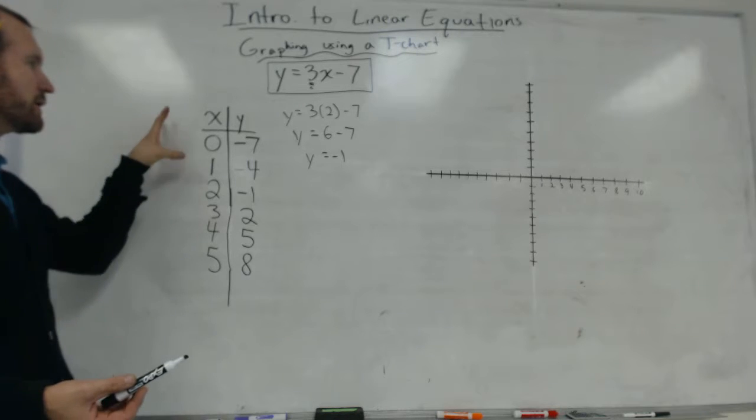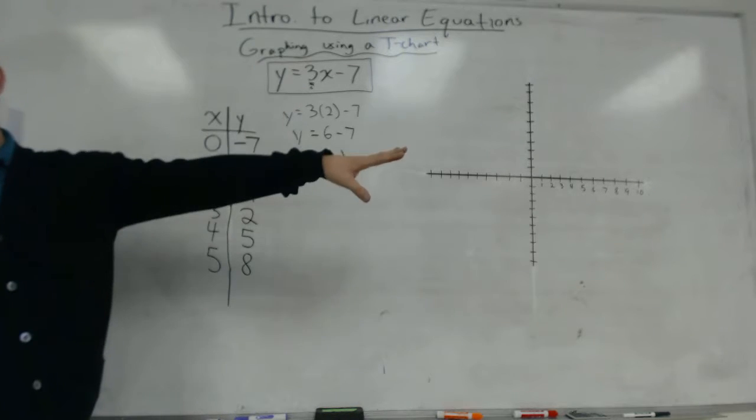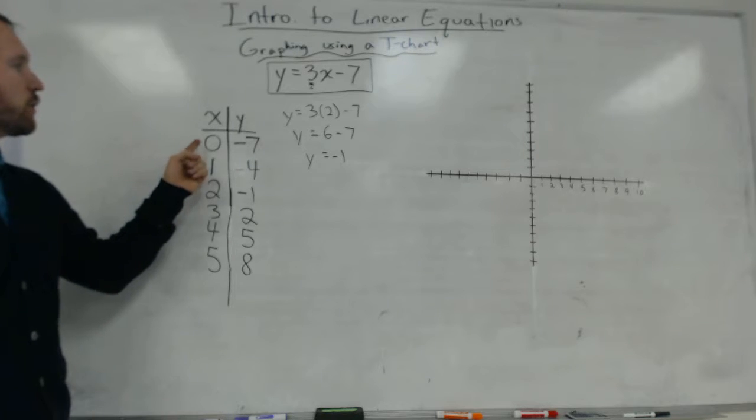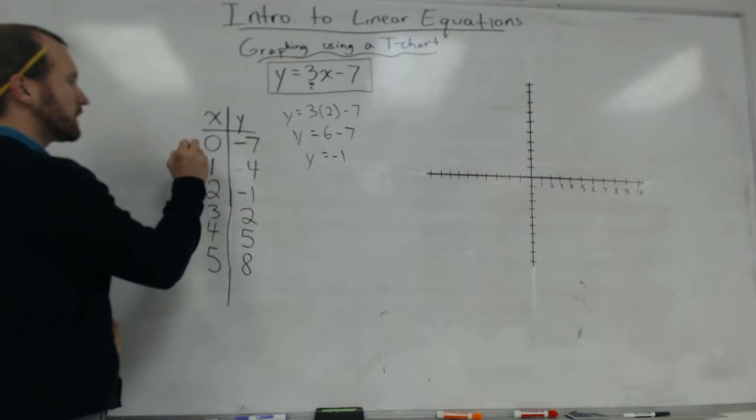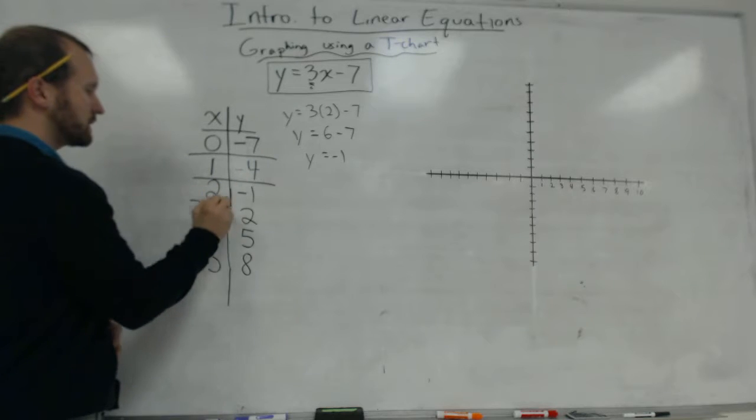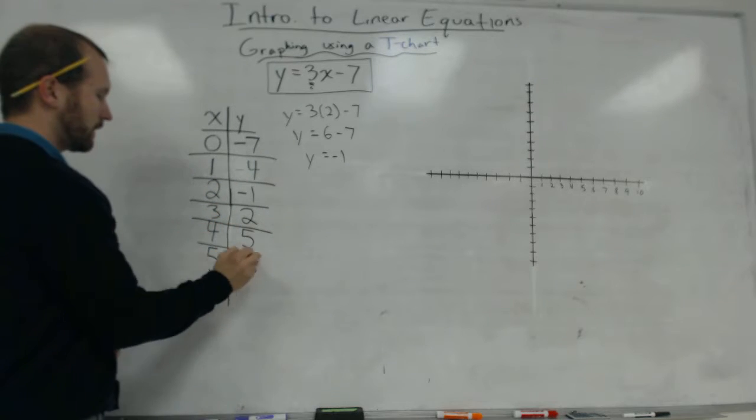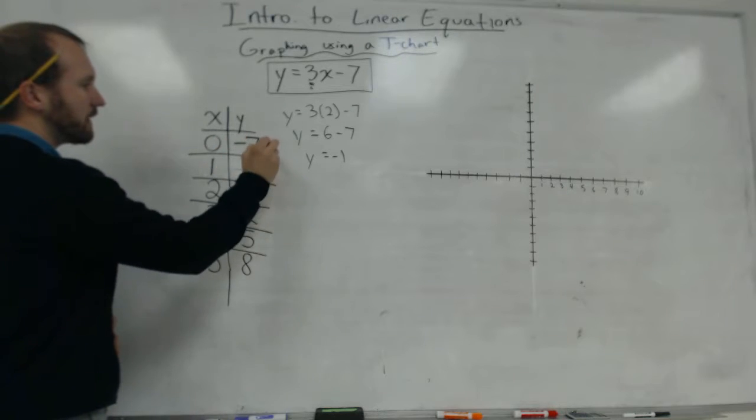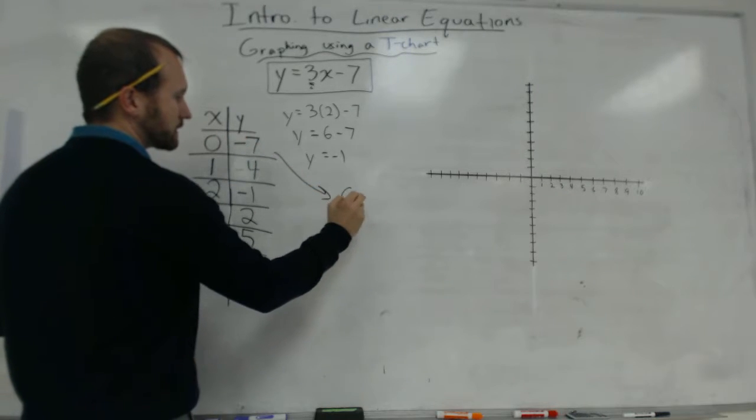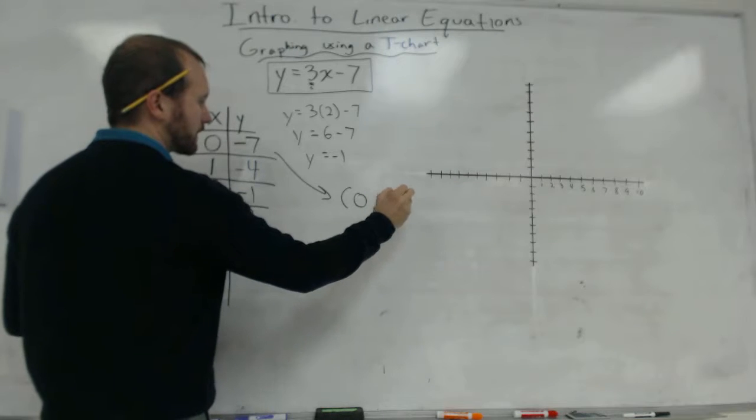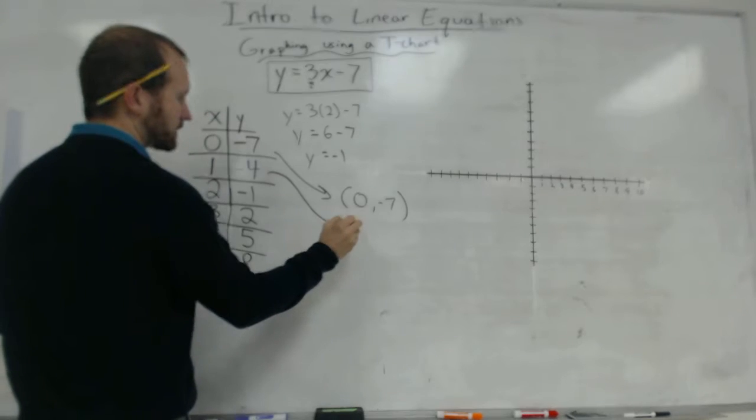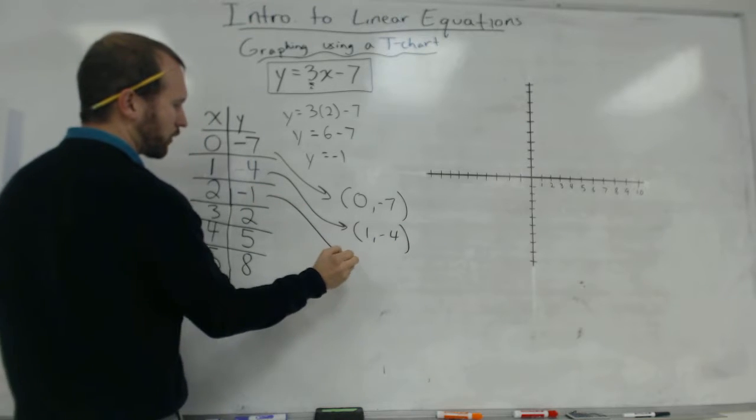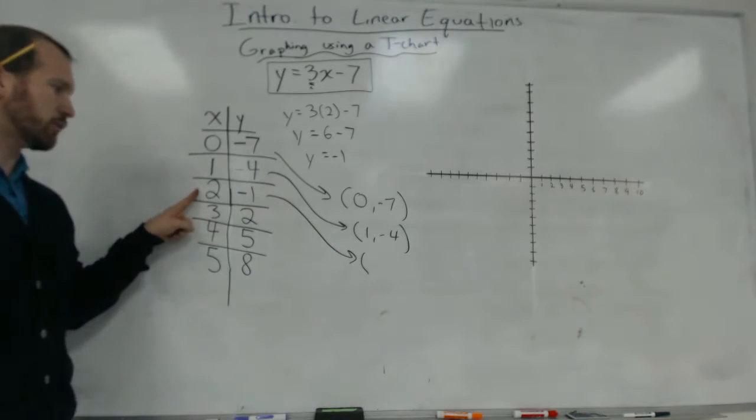Okay, so now how do I translate this into a graph? And this is where we go back to what Jack said earlier. Each one of these rows in this table of values, or in this t-chart, is a coordinate pair. So if x is 0, y is -7, I could write that like this. 0, comma, -7. I could write this one, 1, comma, -4. And I'm just going to graph 3 points. So how would I write this point?